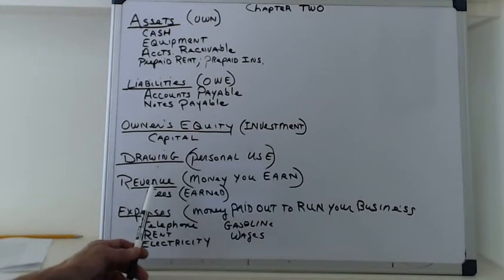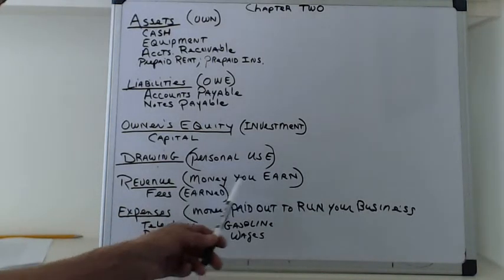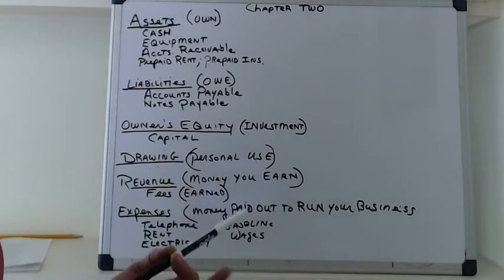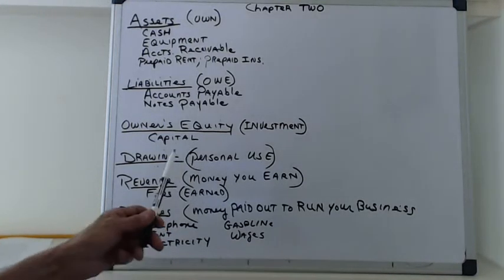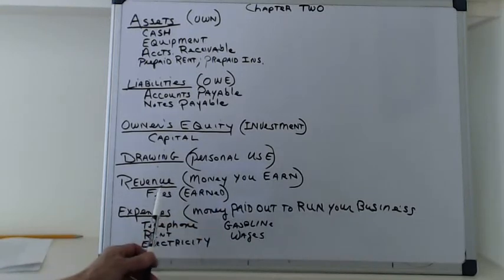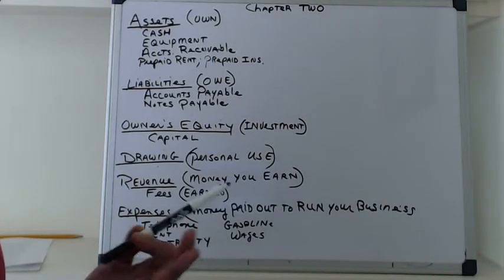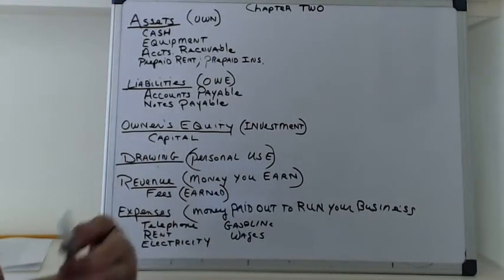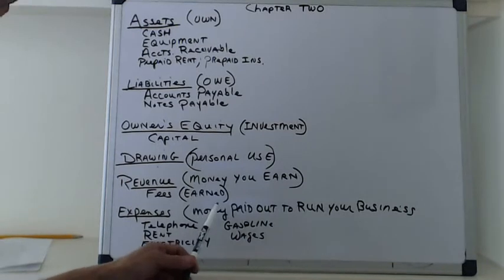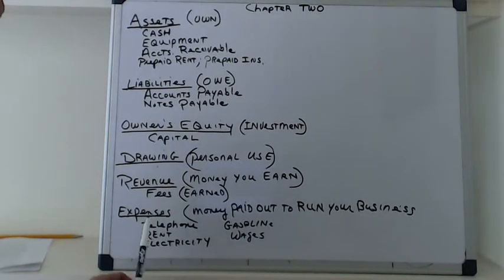The revenue. Revenue is money that you're earning. What is your revenue? What is your income? So that's money that you earned. And your book many times calls it fees, but it's not fees that you're paying. They're referring to fees that you're earning. So I like to put the word earn behind it. So fees earned would be your revenue.